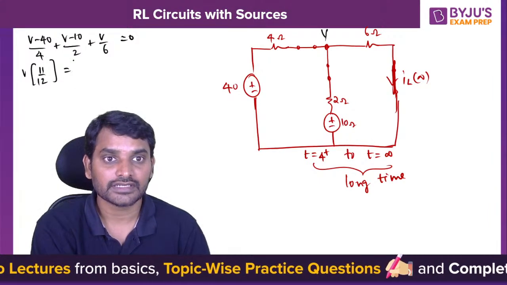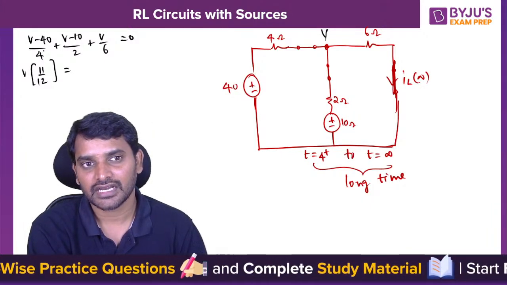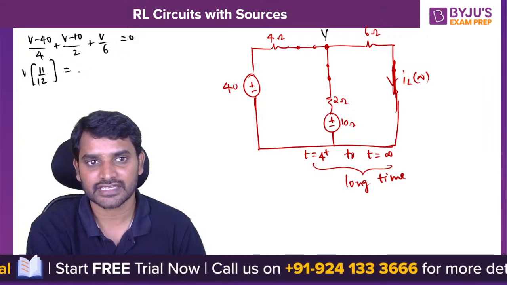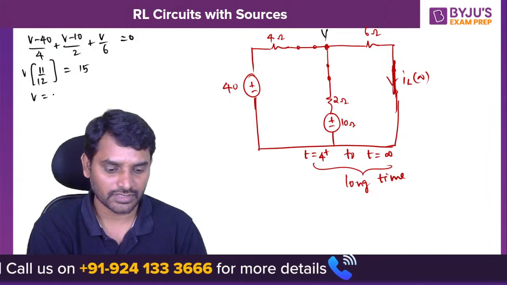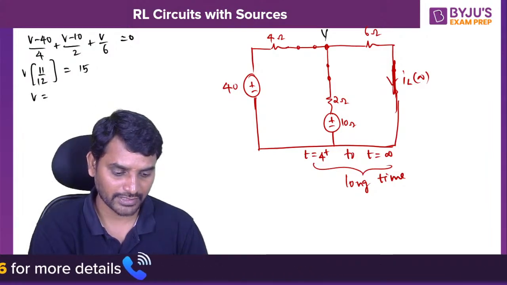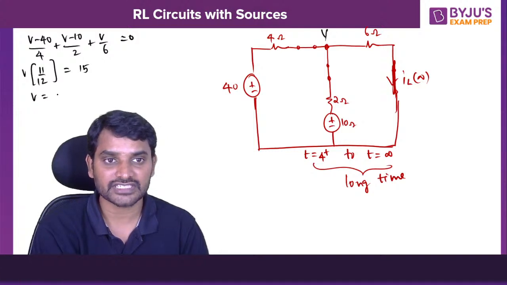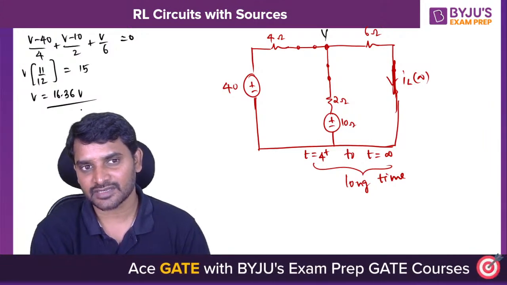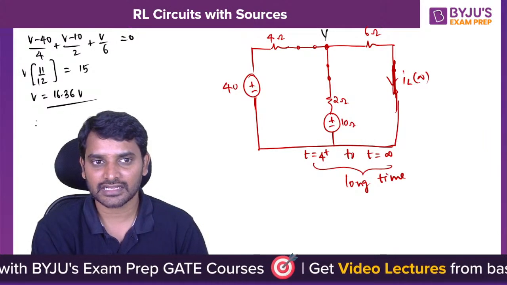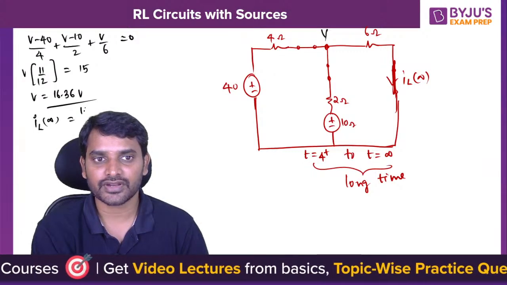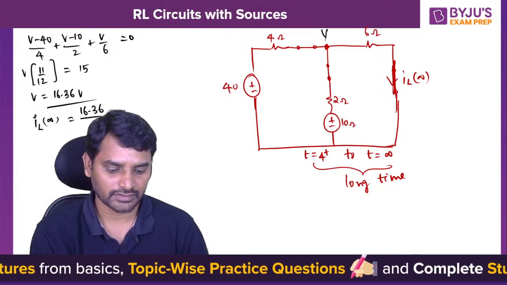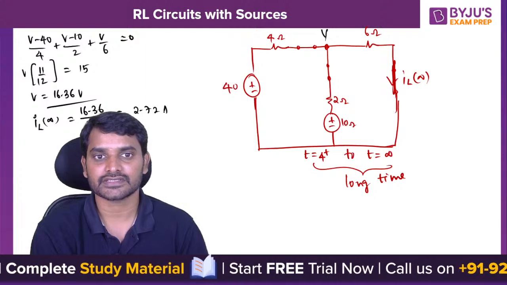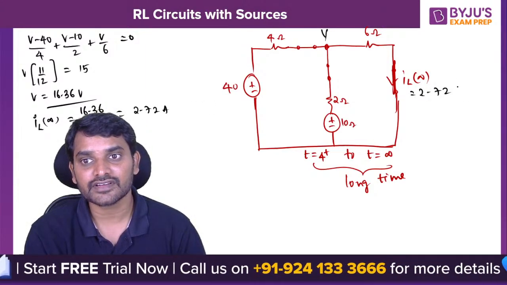The constants: 40 by 4 is 10, 10 by 2 is 5, so minus 10 minus 5 will be minus 15. Moving to the right side, it will be plus 15. So V times 11 by 12 equals 15, so V is 180 by 11, around 16.36. If the node voltage is 16.36, then the inductor current IL of infinity is 16.36 divided by 6, which is 30 by 11, or 2.72 amperes. This is the final value of current, 2.72 amperes.